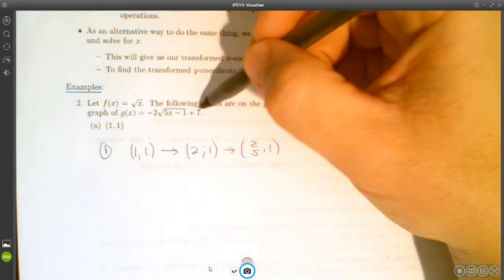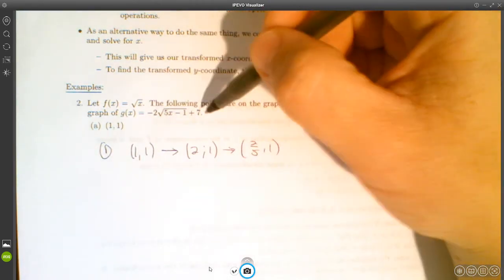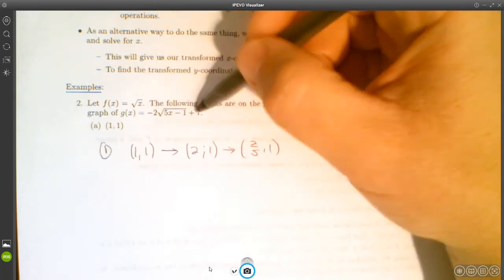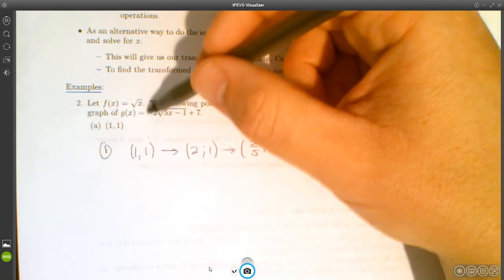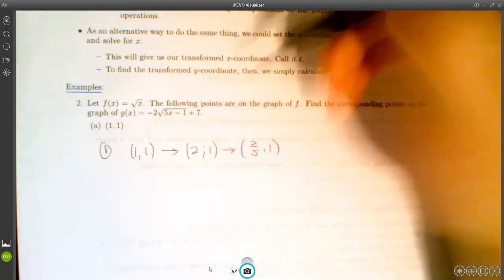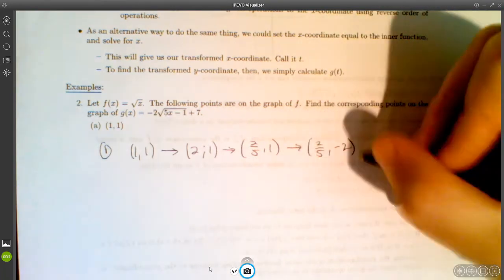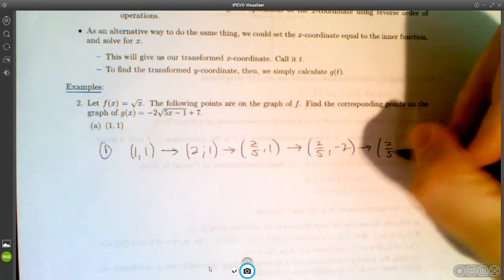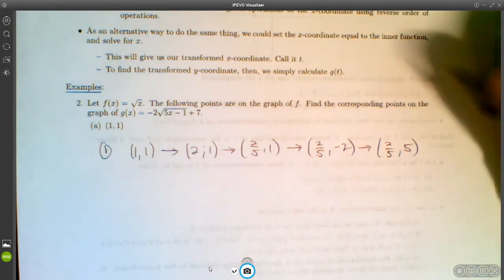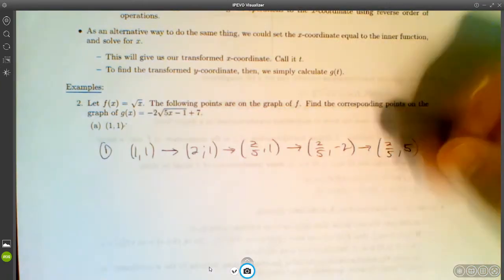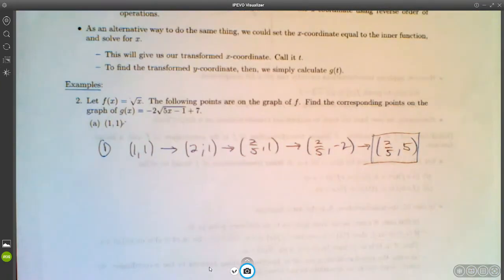Now the transformations on the outside of the function, the negative 2 and the 7, those affect the y-coordinate, and I don't do the opposite of what I see, I do exactly what's written. So I'm going to multiply the y-coordinate by negative 2, and then I'm going to add 7. Okay, so the point (1, 1) is on the graph of f. The corresponding point on the graph of g is the point (2/5, 5). Okay, that's how that transformation works.